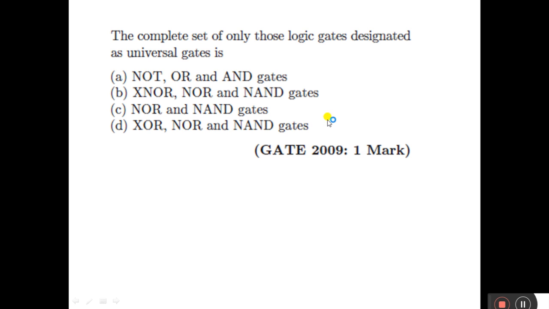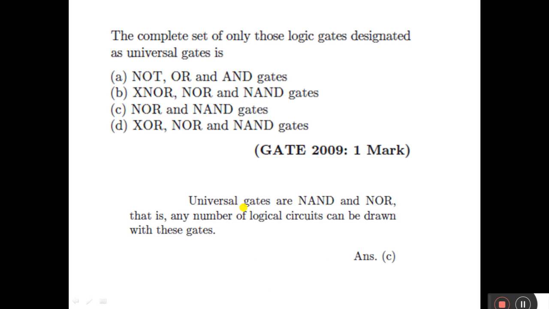Next, a very simple question asked in GATE 2009. The complete set of only those logic gates designated as universal gates. So which gates are called universal gates? Option A NOT, OR and AND gates. Option B XNOR, NOR and NAND gates. Option C NOR and NAND gates. Option D XOR, NOR and NAND gates. Here the universal gates are NOR and NAND. Why are they called universal gates? With the help of NOR and NAND gates, we can implement any logic gate. So option C is correct.